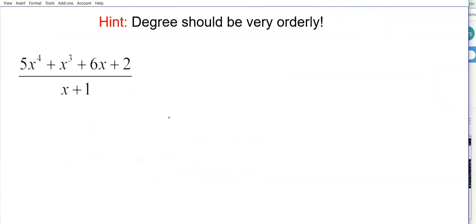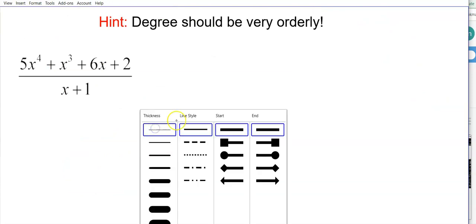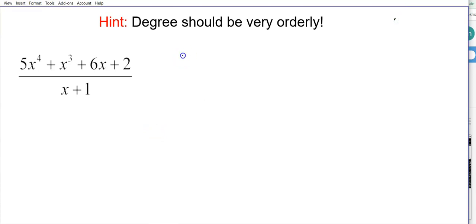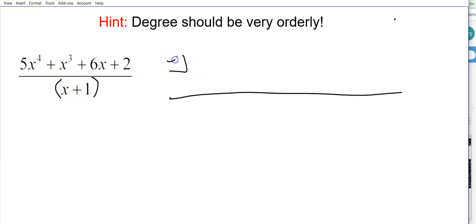If you do synthetic division and you try this, you'll get used to it. It's kind of fun. But you'll also want to make sure everything's very orderly. So let's start with our box. In the box, it's x minus a. So a is actually a negative 1 there. So be very careful about that.